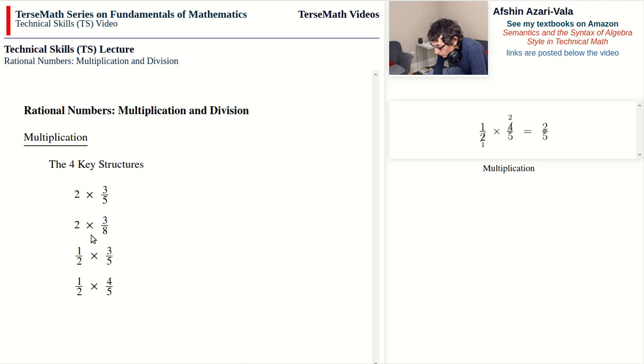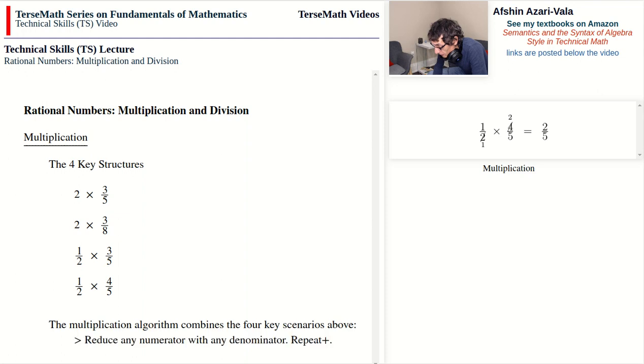You can reduce 2 and 8, and here you can reduce 2 and 4. And these two together go with step 1 in the algorithm. The algorithm, step 1 is reduce any numerator with any denominator and keep doing that over and over.